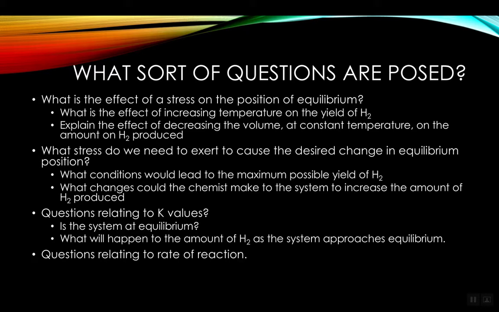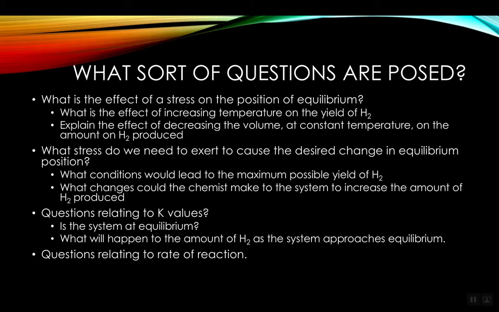Or it might be the other way around. What stress do we need to exert to cause the desired change in equilibrium position? So there you might have a question saying, well, what changes could the chemist make to increase the amount of hydrogen produced? The changes the chemist is making, they're the stresses we need to exert. The amount of H2 produced, well, that's which way does the equilibrium go?